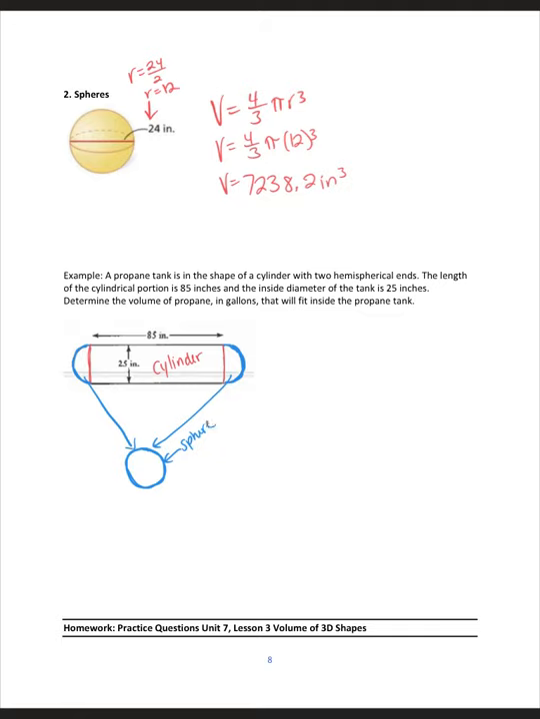All right, so we have a cylinder and we have a sphere that we're basically trying to find the volume of, and we're going to have to add those together. We can put some measurements on the sphere because we should know that the diameter is going to be the same as the diameter of that cylinder. So our diameter is going to be 25 inches. Okay, so when we go to calculate, our volume should be equal to the volume of the cylinder plus the volume of the sphere.